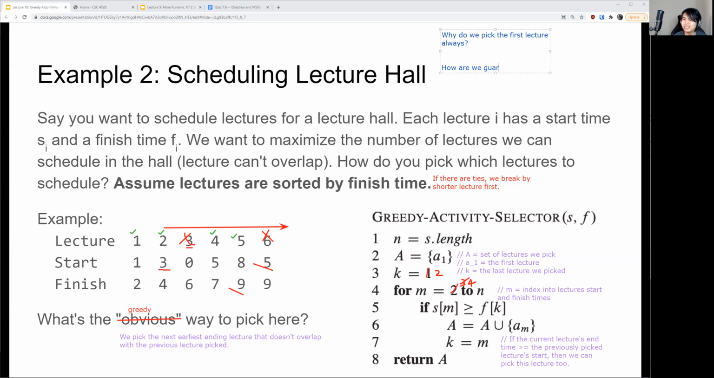How are we guaranteed that this will always produce the optimal result? Some of it is because this is sorted by finish time, but I'm going to give you about 30 seconds to just take this all in. If you have questions, ask. And see if you can come up with some reasoning, maybe even a mathematical proof, for why this will always work, why we should always pick the first lecture, and why we are always guaranteed that this algorithm that I have on the bottom right here will always produce the correct result.